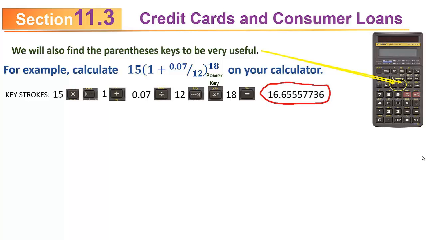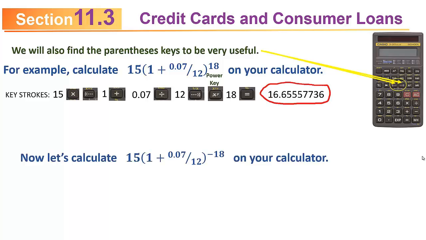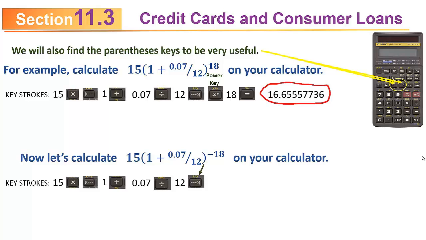Now let's do a similar calculation. In fact, it's identical to the previous expression, except I changed the 18 in the exponent to a negative 18. This is a practice on entering a negative number in the middle of a calculation. So you start off the same. You enter 15. The implied multiplication means you have to press the multiplication symbol. Then you enter the left paren. Then 1 plus 0.07 divided by 12, right paren.